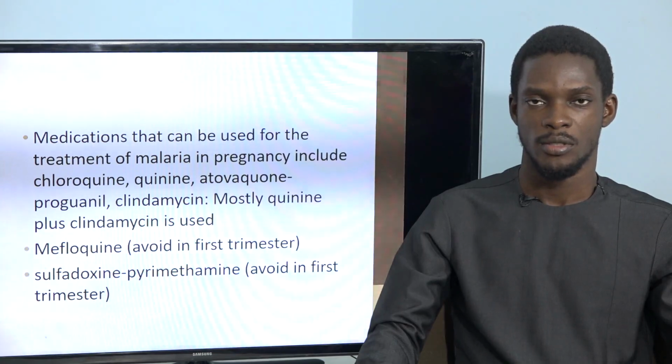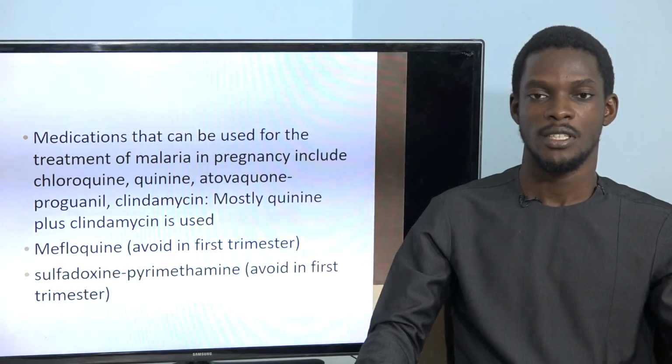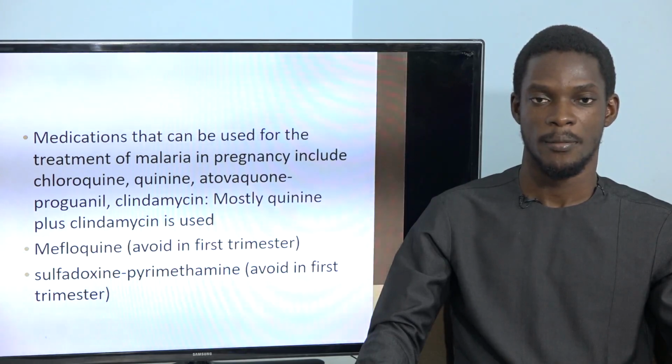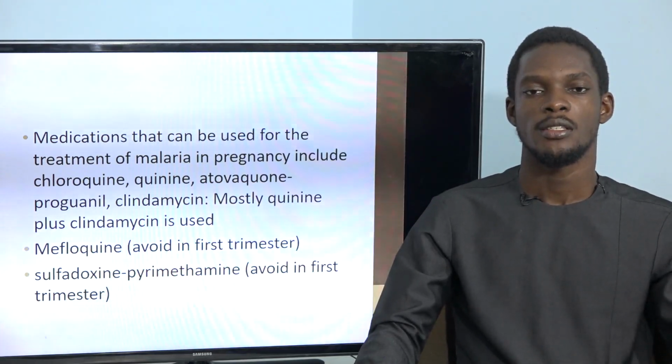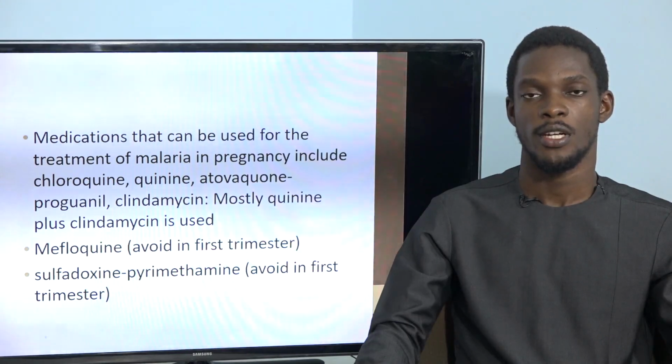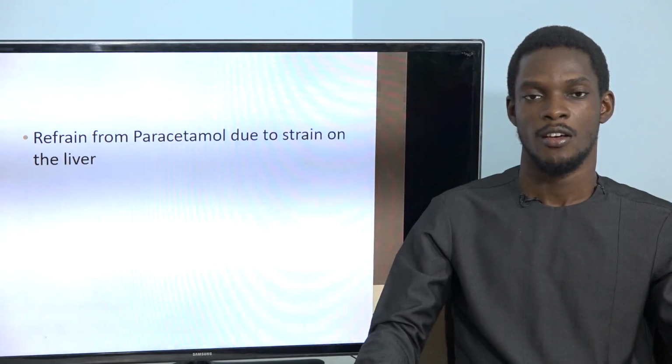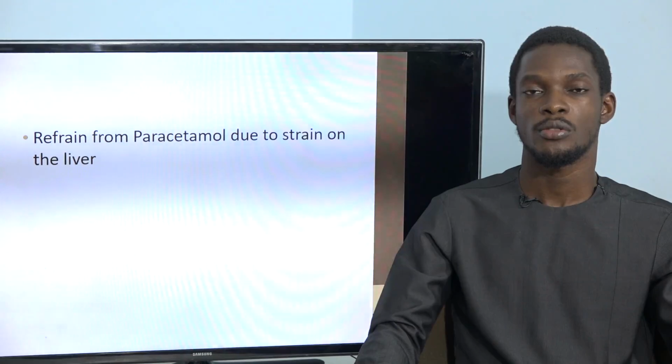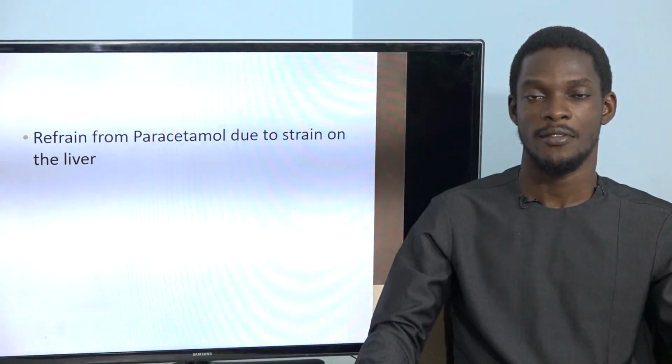In this part of the world, pregnant women are often given the anti-malaria drug at 21 weeks so that malaria in pregnancy is totally prevented. Mefloquine and sulfadoxine-pyrimethamine are often avoided in the first trimester of pregnancy. In malaria, you would also want to refrain from taking paracetamol because paracetamol has implications on the liver and puts excess stress on the liver.